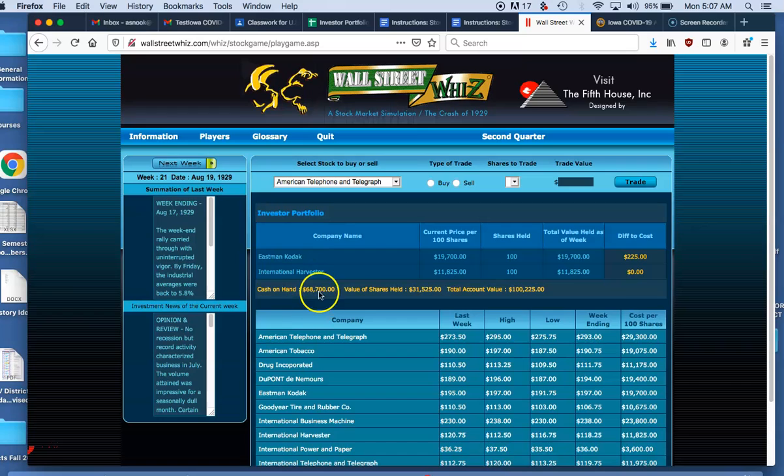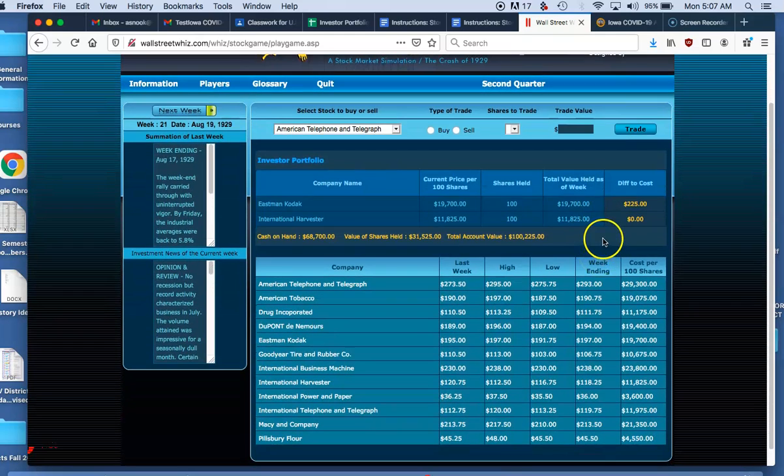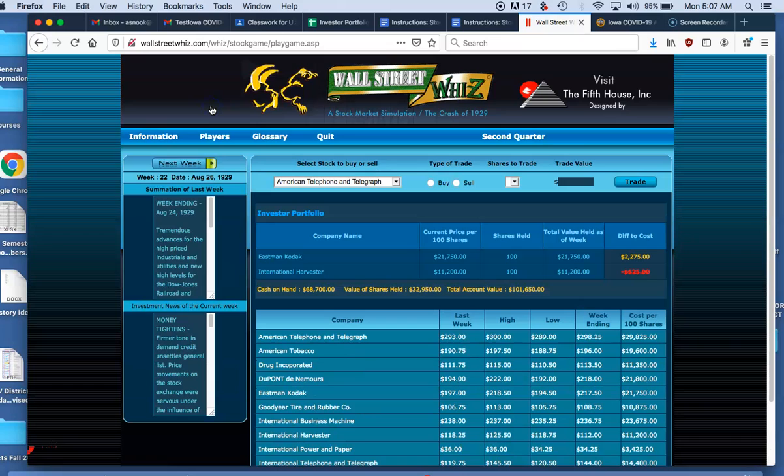But I've got about 68,000 left to spend. I've got about 31,000 left in stock. My total account value is, I've actually made just a tiny bit of money here since I started with 100,000, and now I've got $100,225. So I'm up a little bit overall. Once I'm done with my trades for that week, I just click the next week, and then I do it all over again.